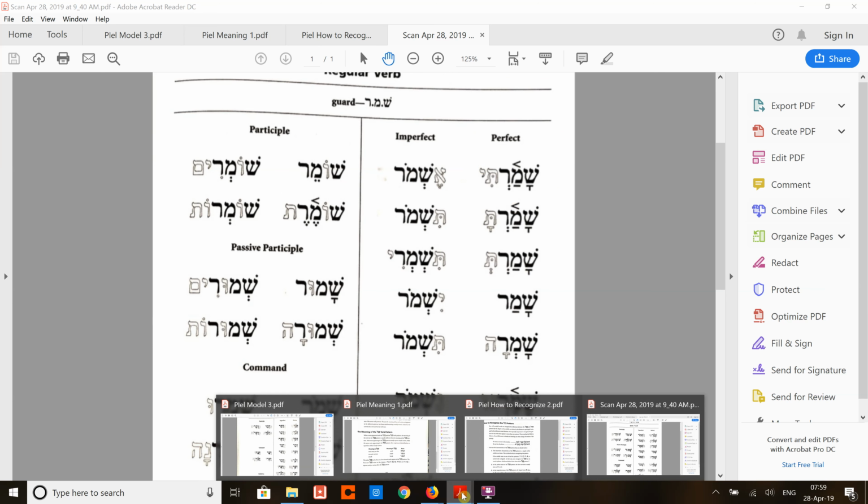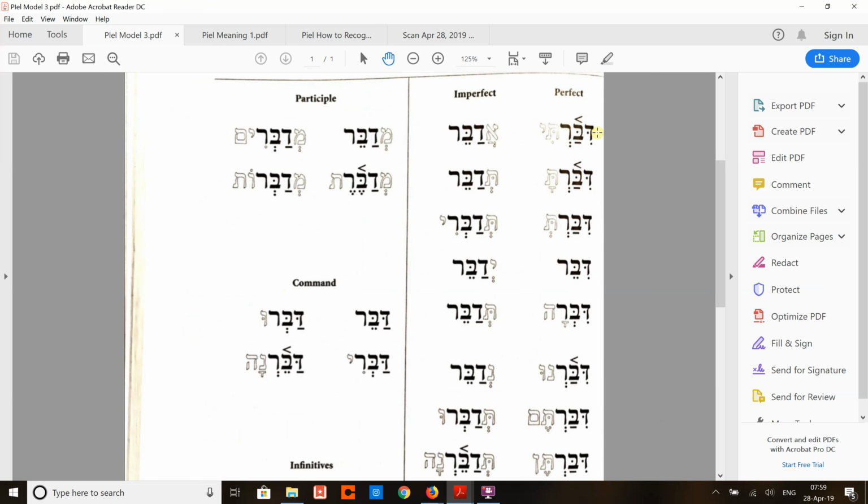Now, what else do you notice? What are some other key indicators of the Piel? Well, think about the word Piel, the paradigm word, and you'll notice in the perfect diber, they're the same vowels, Piel, diber. So another key indicator for the Piel in the perfect is the hirik underneath the first letter and the tsere underneath the beit. Diber, Piel, that kind of thing.